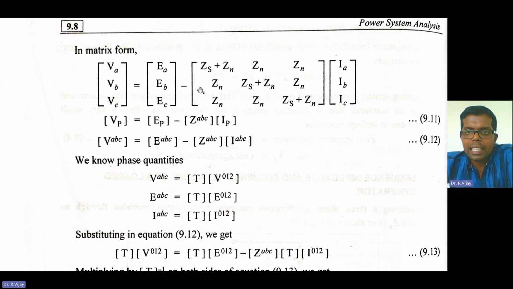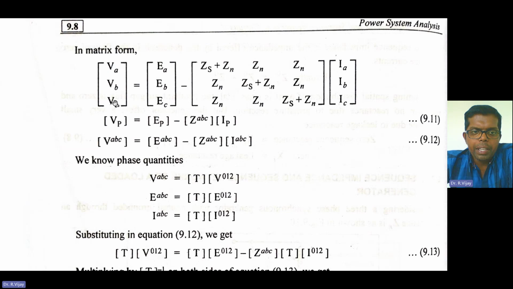So here also ZN, ZN, ZS plus ZN, times IA, IB and IC. Similarly, what we have seen in sequence impedance is the same thing. We have seen the sequence impedance in our previous class. That also I will give in the description, that video also. Please watch it in your free time.